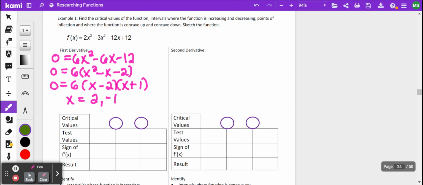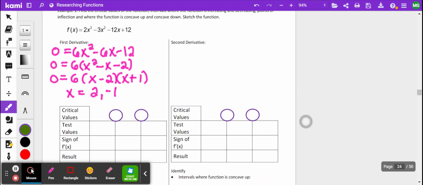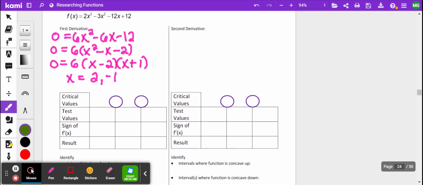Okay, so what are we going to do with this? Well, we're going to use these values and test to the left and right of them. So we're going to put negative 1 here, that's our first critical value, and 2 here. We have to put them in numeric order. And we're going to pick a value to test. So a number to the left of negative 1 would be negative 2. Between negative 1 and 2, I think 0 is an easy one to drop in there. And bigger than 2, let's go with 3.